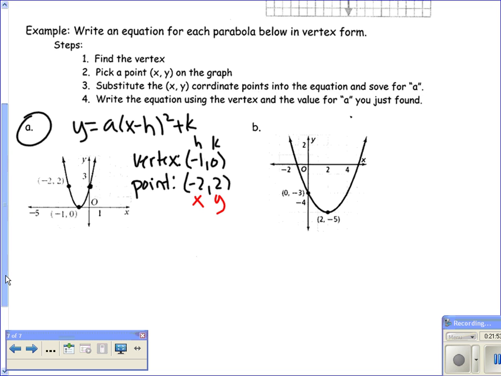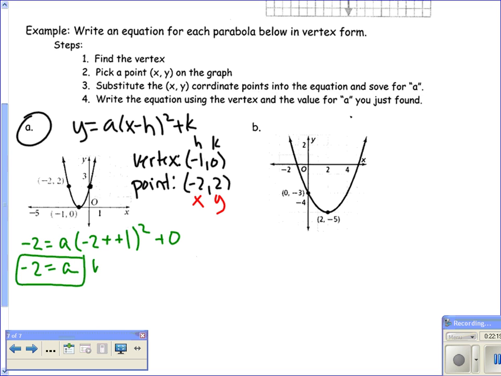And when I do that, I get 2 is equal to a times x, which we're using -2, minus h, so minus -1 squared, and then plus 0. So minus minus becomes plus right here. So we have 2 equals -2 plus 1 would give me -1 squared, which is 1. So a plus 0, which we don't need to write. So a is equal to 2.